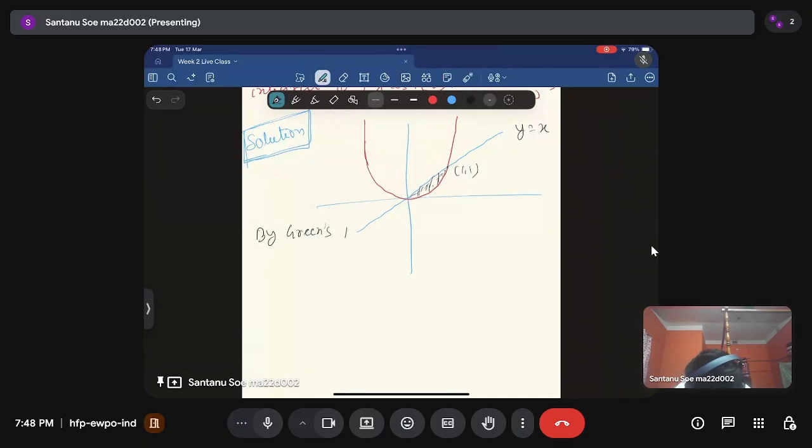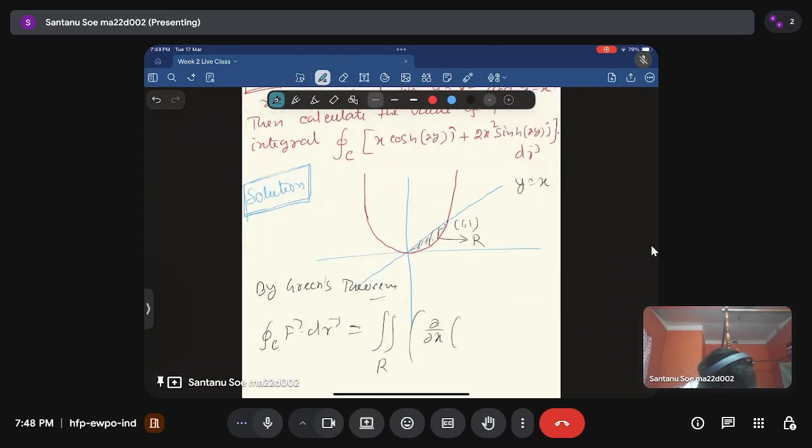So by Green's theorem, this line integration is changed to this double integration over the region R. So this is over R, del del x of 2x square sine hyperbolic 2y minus del del y of x cos hyperbolic 2y.